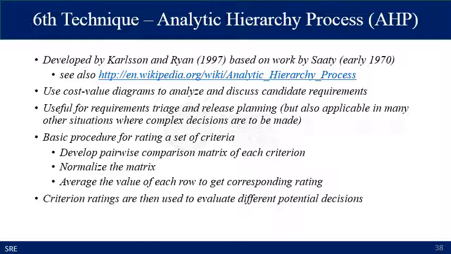This leads us to the sixth technique for requirement prioritization, which was developed by Karlsson and Ryan based on the work by Saaty in the early 1970s. It uses the cost value diagram to analyze and discuss the candidate requirements. This technique is useful for requirement triage and release planning, but also applicable in many other situations where complex decisions are to be made. The basic procedure for the rating of a set of criteria is that you first develop a pairwise comparison matrix for each criterion, then normalize this matrix, and then find the average value for each row to get the corresponding rating. The criterion ratings are then used to evaluate the different potential decisions.